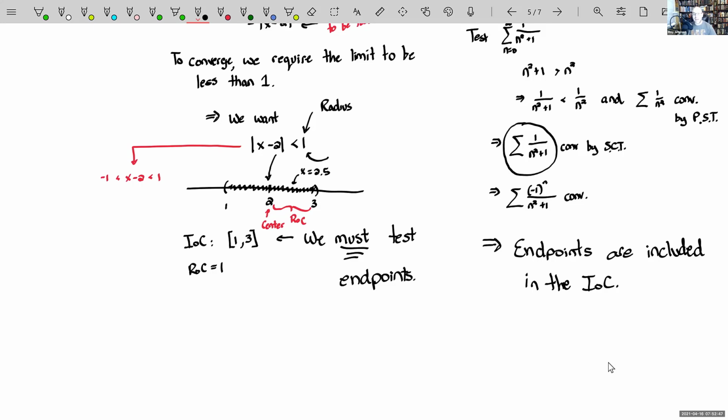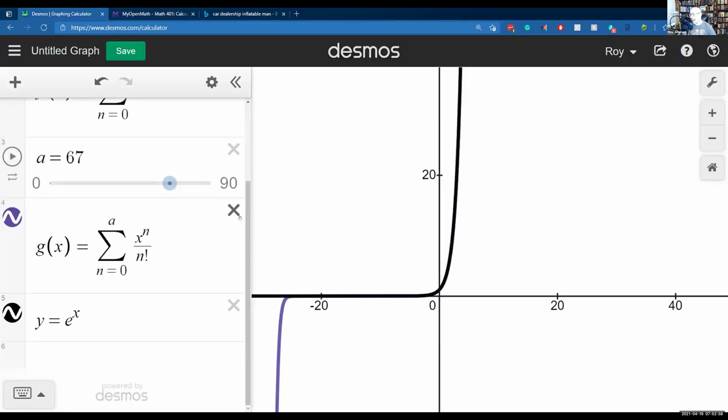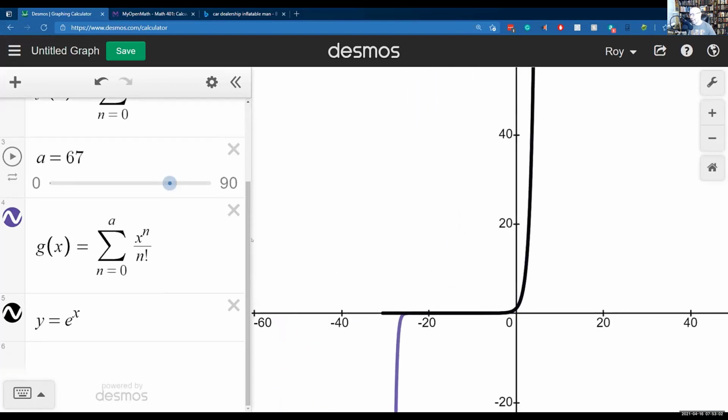So this is what I think a power series looks like. It always looks like one of those car dealership inflatable men. If you take a look at a power series, this is the power series we were playing with earlier for e to the x. Let me bring it back down to 0 here. As you add terms, it wavers back and forth like one of those car dealership inflatable men. It just keeps wavering back and forth, flipping.